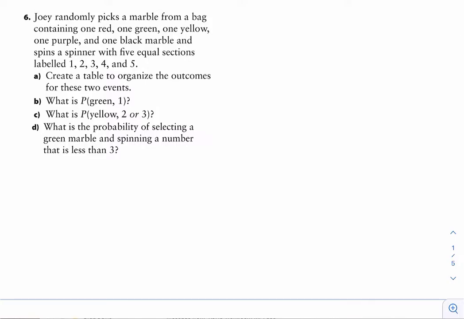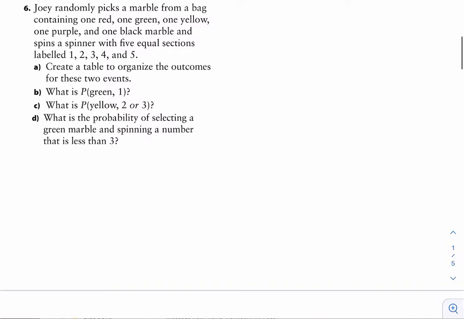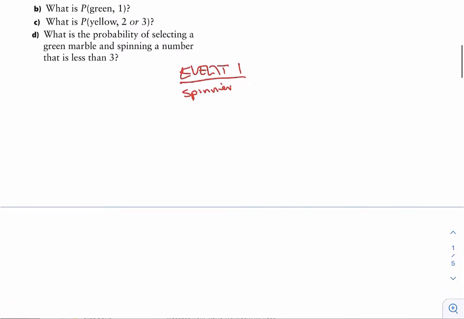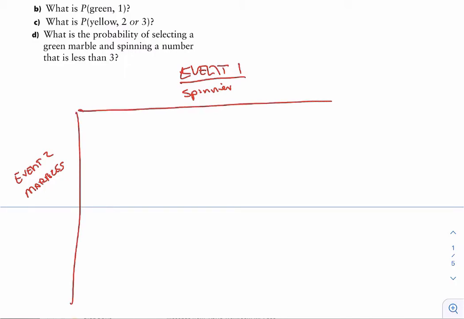Joey randomly picks a marble from a bag containing 1 red, 1 green, 1 yellow, 1 purple, and 1 black marble. And then he spins a spinner with 5 equal sections, 1, 2, 3, 4, 5. So create a table for these two outcomes. So again, on a table, you're going to do event 1, and on this one, sure, let's do the spinner. Now remember, it doesn't matter which you put where. Event 2, marbles. And typically it doesn't matter which one is event 1 and which one's event 2 unless it specifically tells you what to do.